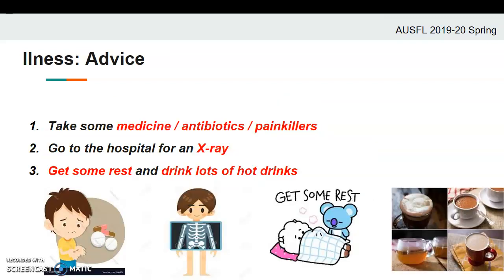Okay, and here we have some advice for these health problems. For example, take some medicine, antibiotics or painkillers if you catch a cold or if you have a headache. Go to the hospital for an X-ray if you break part of your body, and get some rest, stay at home, do nothing, and drink lots of hot drinks if you catch a cold or if you have a sore throat.